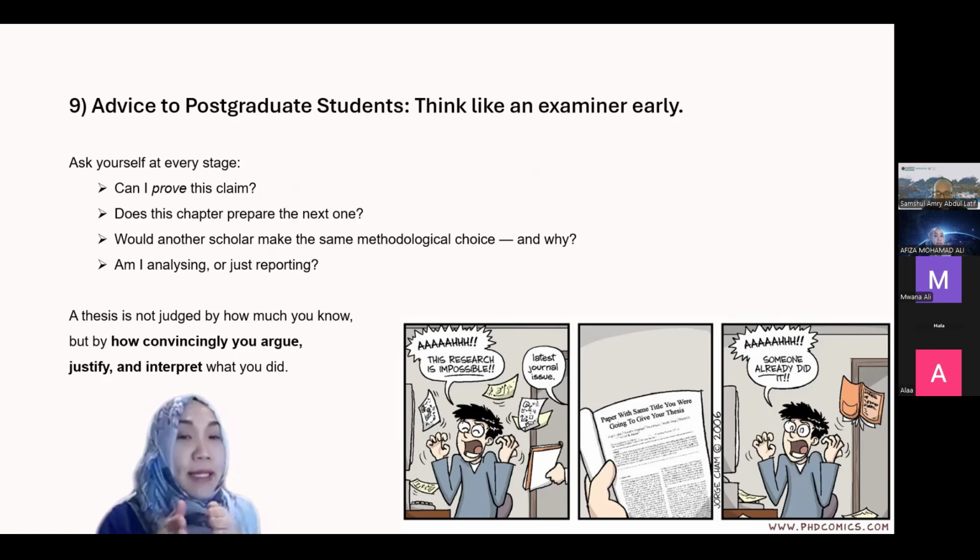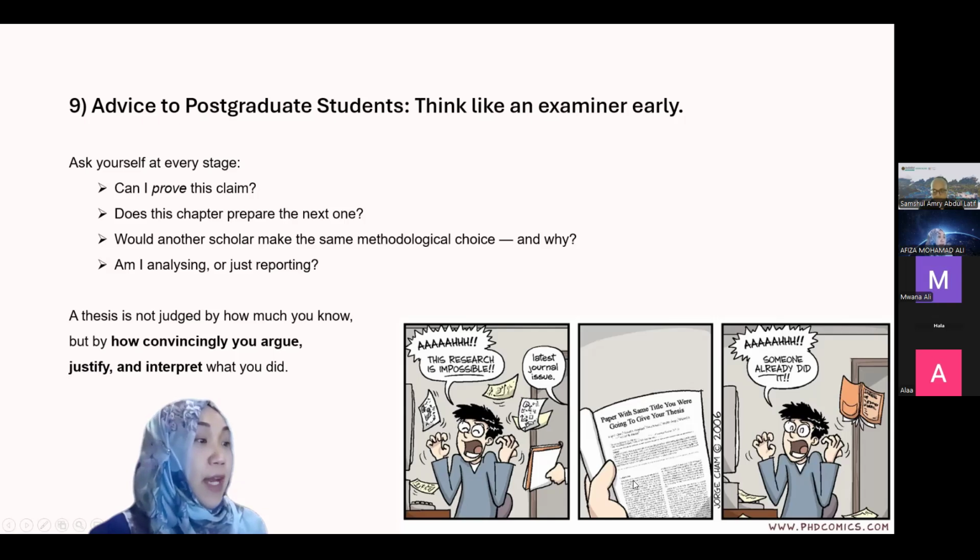Does this chapter prepare the next one? Would another scholar make the same methodological choices if they replicated your study, and why? Is it clear enough for another researcher to replicate my study and find similar findings? Am I analyzing or just reporting? So you've got to think like this. Plenty of resources out there, guys. A thesis is not judged by how much you know, but how convincingly you argue, justify, and interpret what you did.